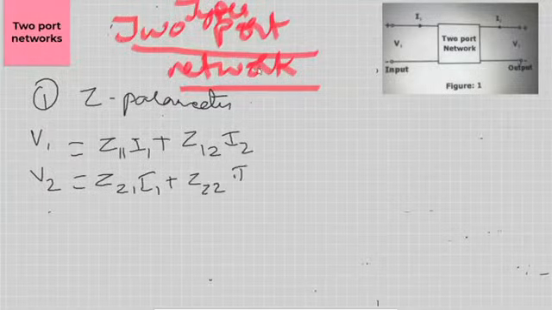Okay, so when you know your I1, I2, these are all independent variables. These are all dependent variables.